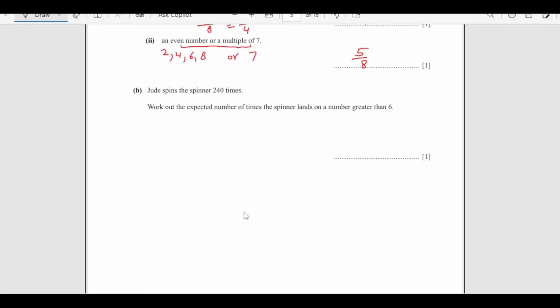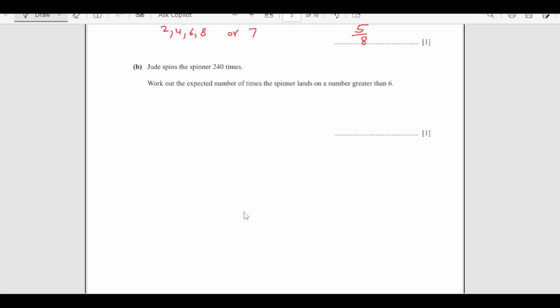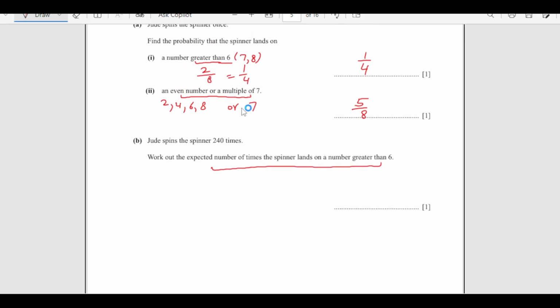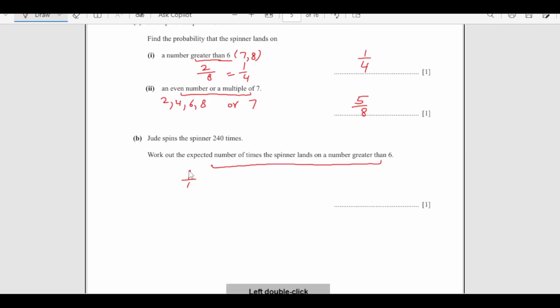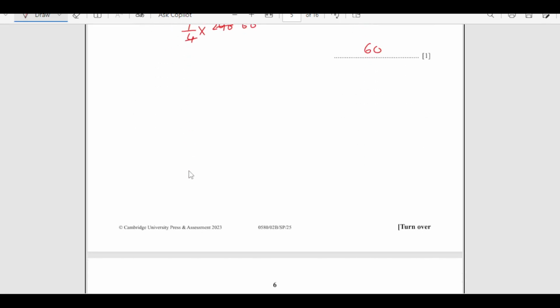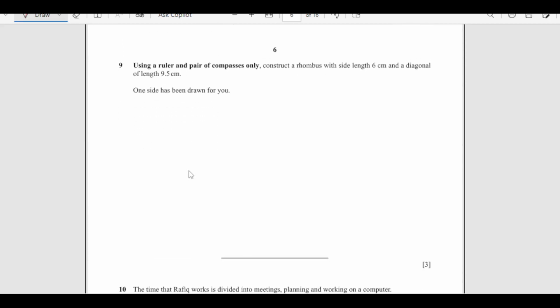Now Jude spins the spinner 240 times. Work out the expected number of times the spinner lands on greater than 6. So for greater than 6, we have just done it over here. It is 1 over 4 times 240. So 4 times 6, this is going to be 60. So 60 is the final answer, right? Now let's see the next question.